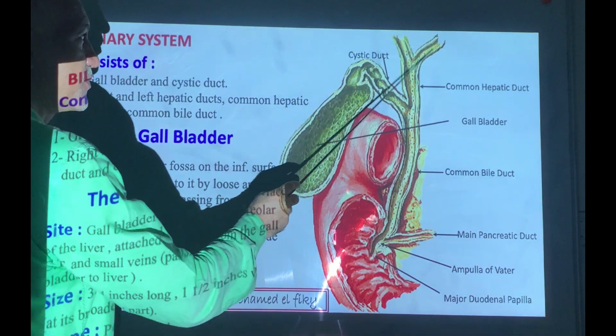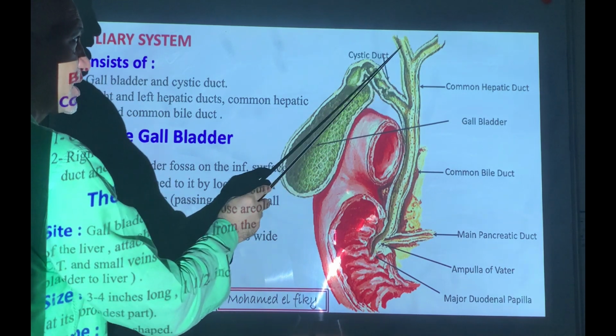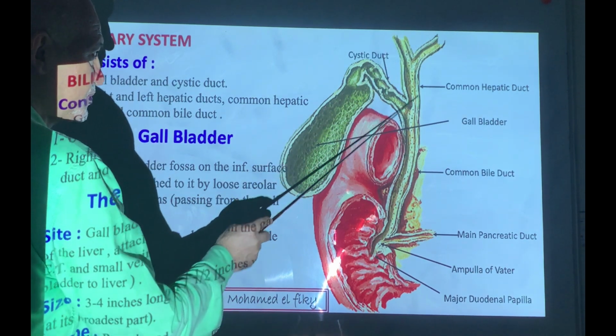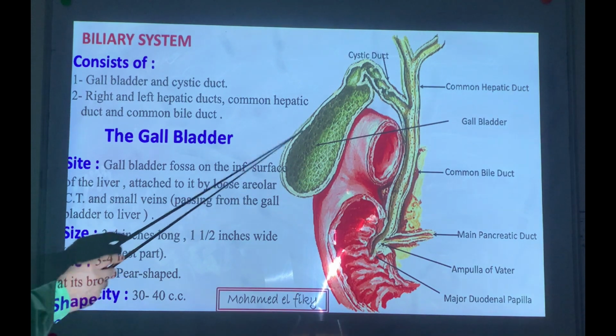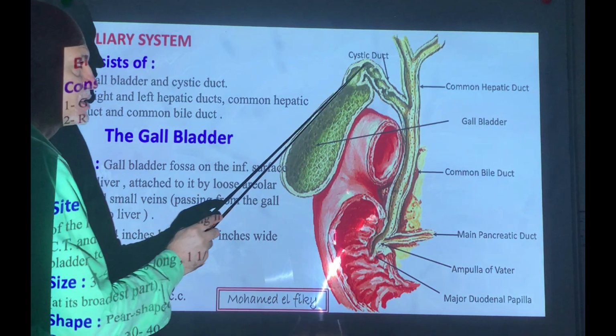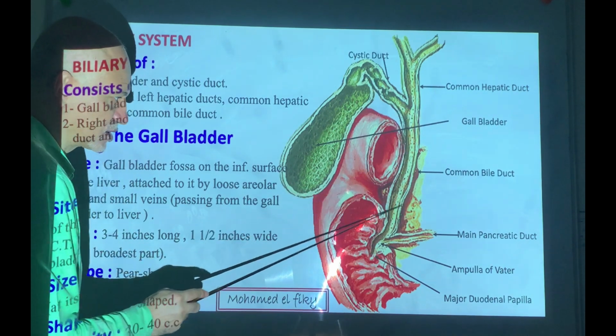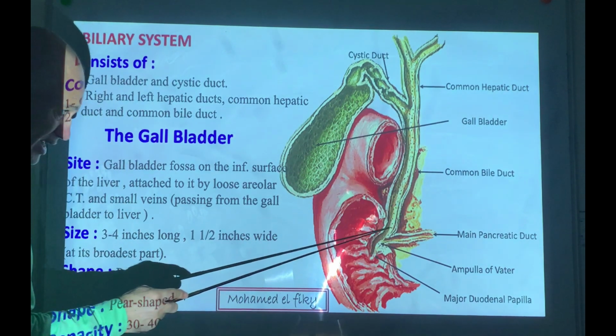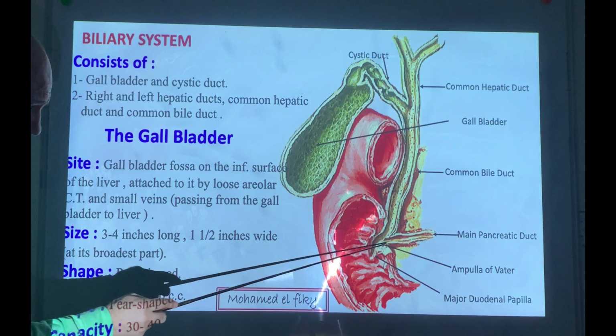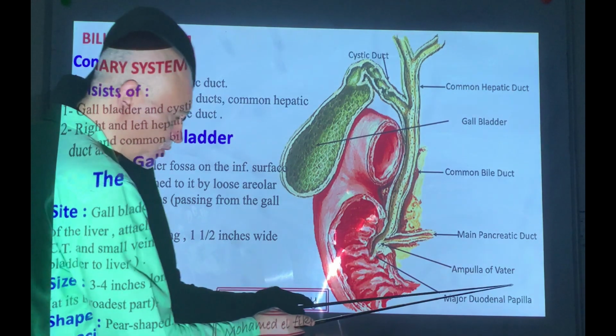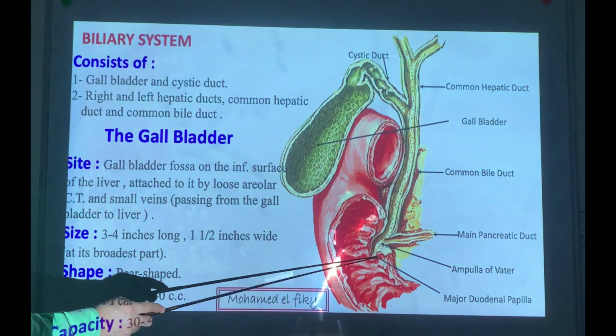The right and left hepatic ducts form the common hepatic duct. This is the gallbladder, and this is the cystic duct joining the common hepatic duct to form the common bile duct. The common bile duct joins the main pancreatic duct to form the ampulla of Vater, which opens in the second part of the duodenum.